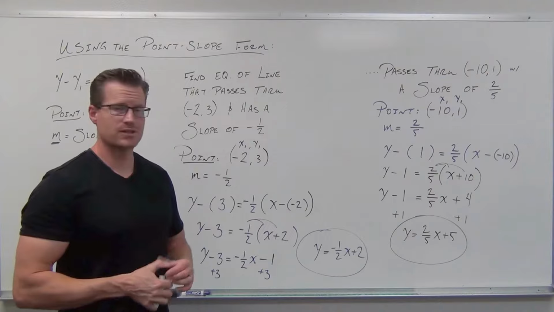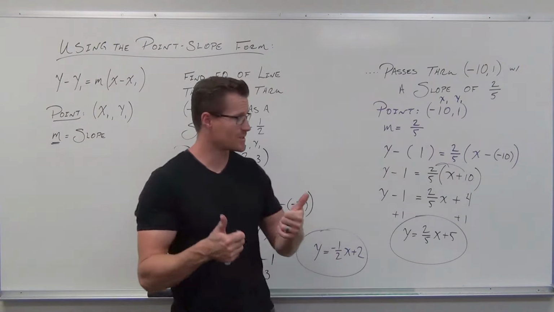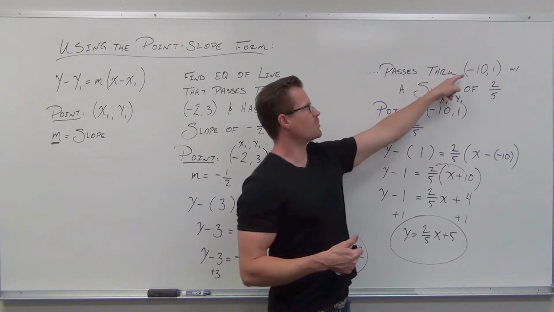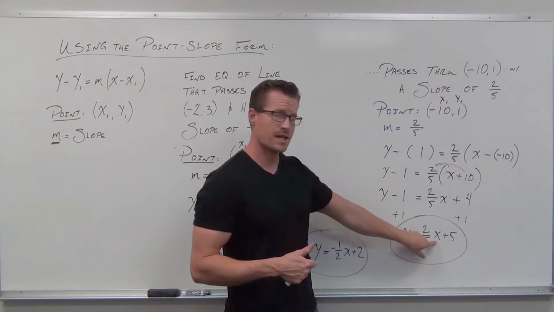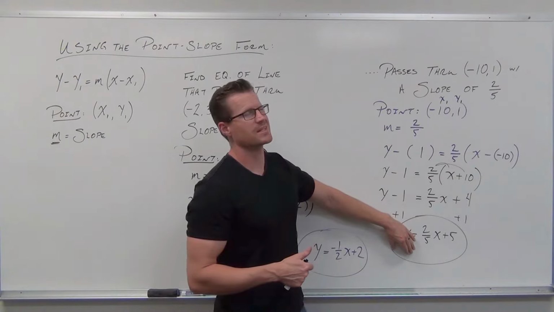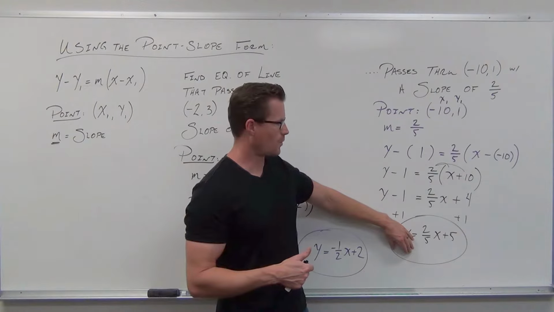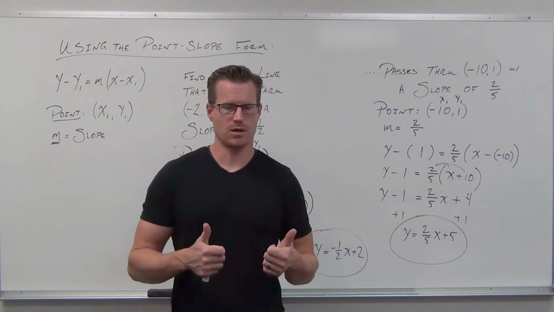That's the equation of the line. Let's check it. Let's make sure our slopes are the same. Slope matches. That's a pretty good sign. Secondly, plug in your point. Negative 10 for x and 1 for y. So if I plug in negative 10, this better give me 1 when I'm done with it. So negative 10, let's see, it's negative 20 divided by 5, it's negative 4 plus 5, that's positive 1. Positive 1, I know I'm right. That's the way we check our work.